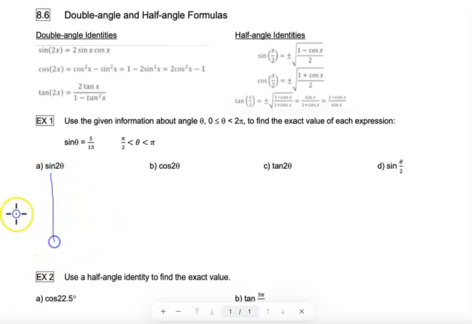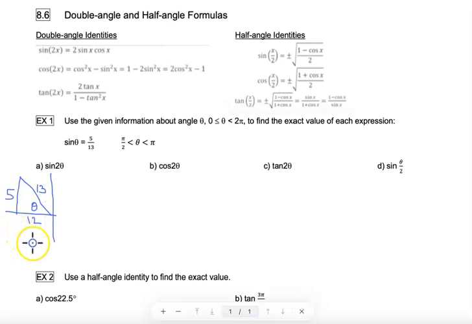So in this case, before I even get into trying to find sine of 2 theta, I need to draw my quadrant 2 triangle, where the sine, opposite over hypotenuse, is 5 over 13. This is part of a Pythagorean triple, and as I've said before, if you just know the Pythagorean triple, you don't have to show the Pythagorean theorem. If you don't know it, obviously you'll need to do it. Don't just guess. But the other side in this case is 12.